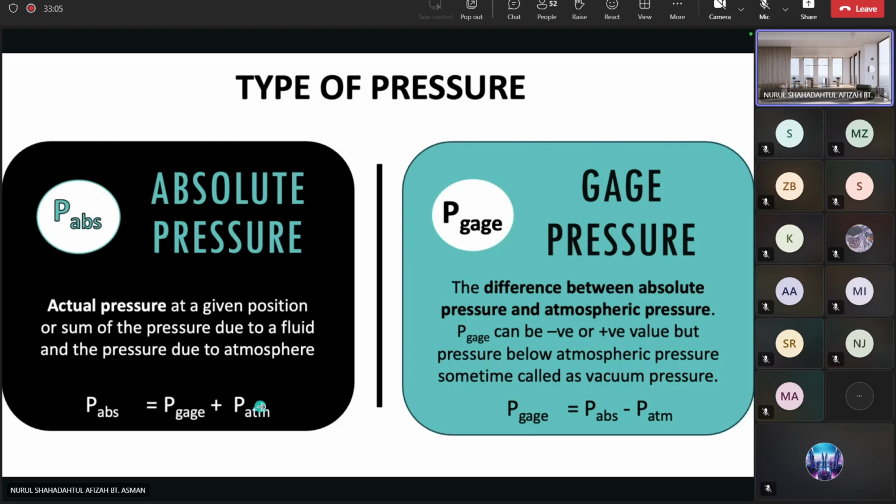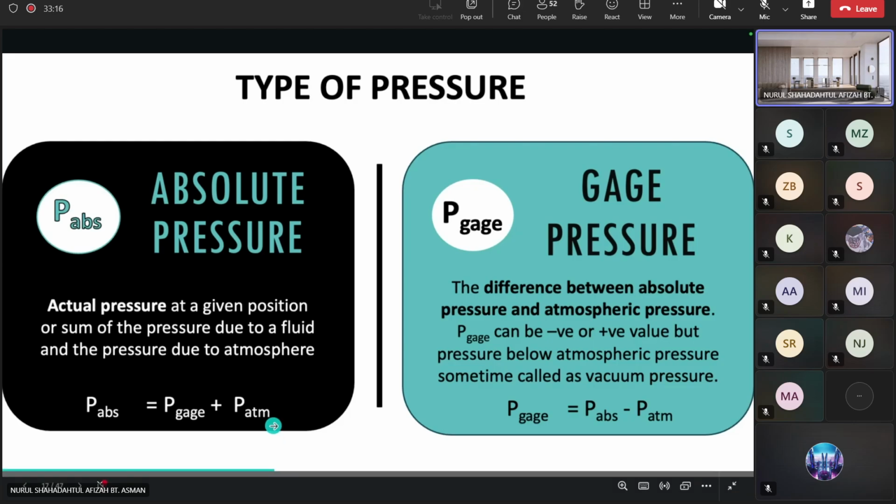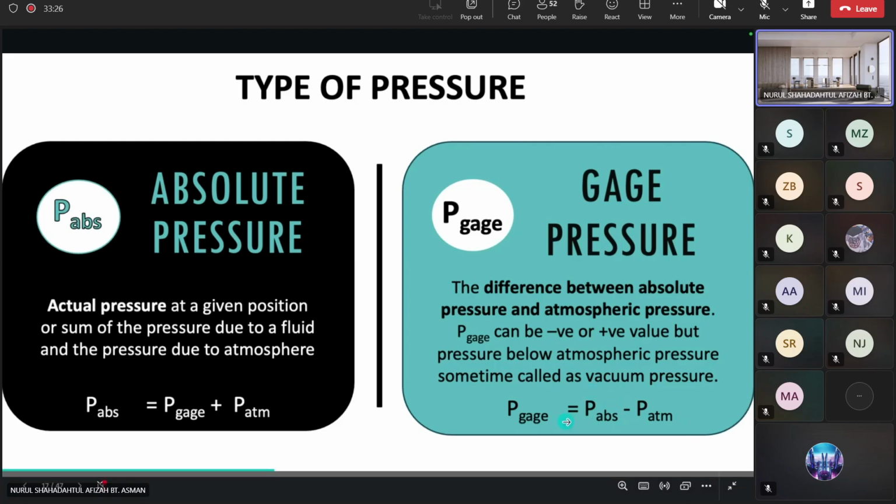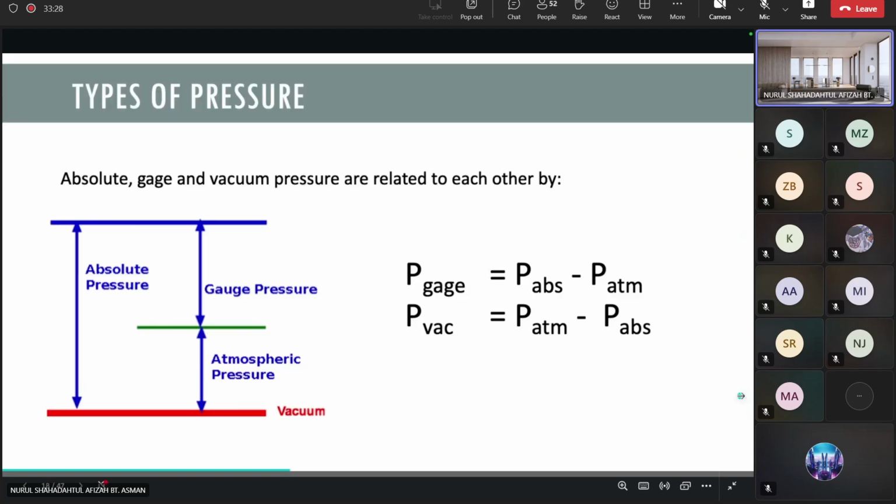So for example, like the tire just now, the car tire. For the car pump, that is gauge pressure only. We didn't include the atmospheric pressure. Yeah, the difference with the gauge pressure. Gauge pressure, you just subtract, absolute minus atmospheric.